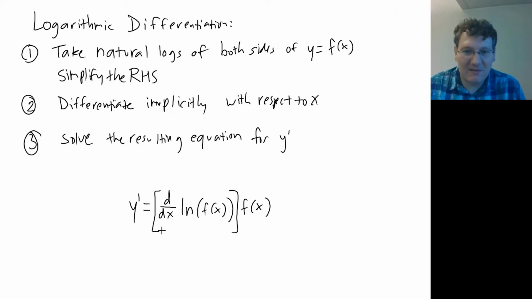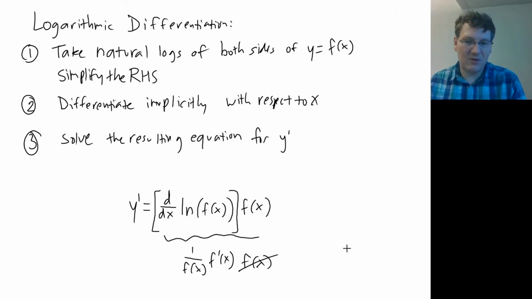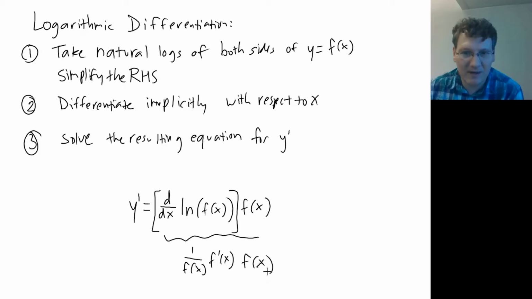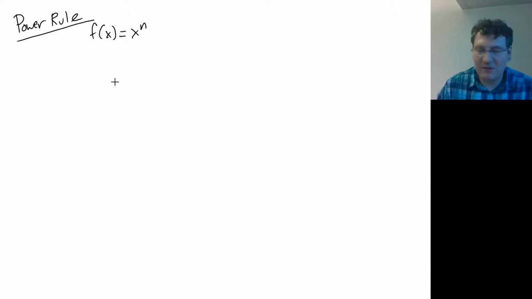So if you remember this formula, you could actually use it. Because this whole thing here is just 1 over f of x times f prime of x times f of x, and those cancel, right? So this is just another way of writing out f prime of x, using the derivative of the natural logarithm. Now we can use logarithmic differentiation to prove the power rule for all n. We didn't do that before, but we can do that now.